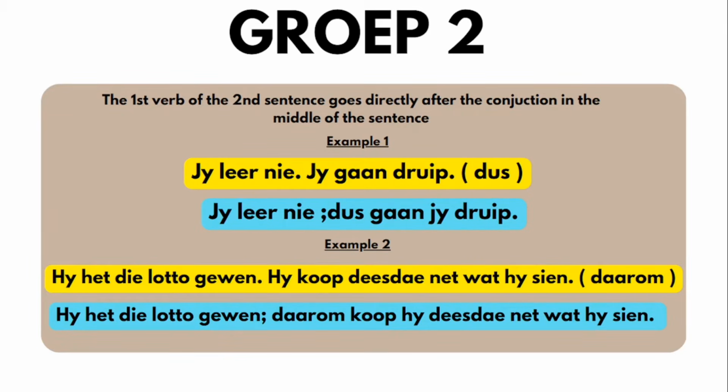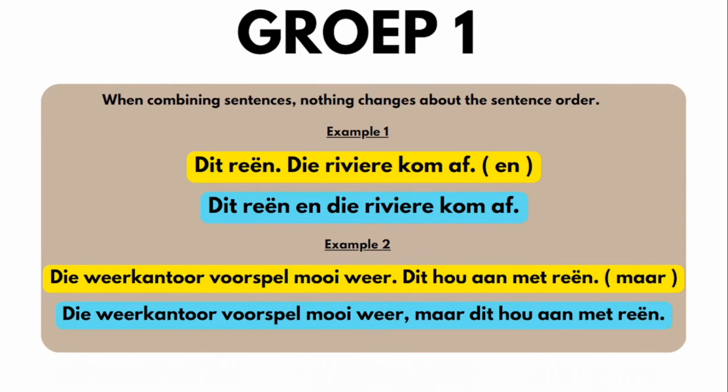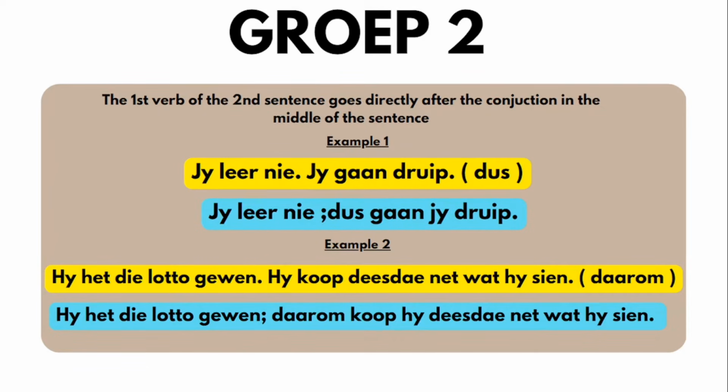Then in group 2, it's the same. So this one is not indicated in this group, but I'm going to tell you anyway. And that's the fact that if you are in group 2, you must also remember the punctuation. But let's start with the rule first. So in group 2, you need to use the first verb of the second sentence and shift it to right after the conjunction in the middle of the sentence.